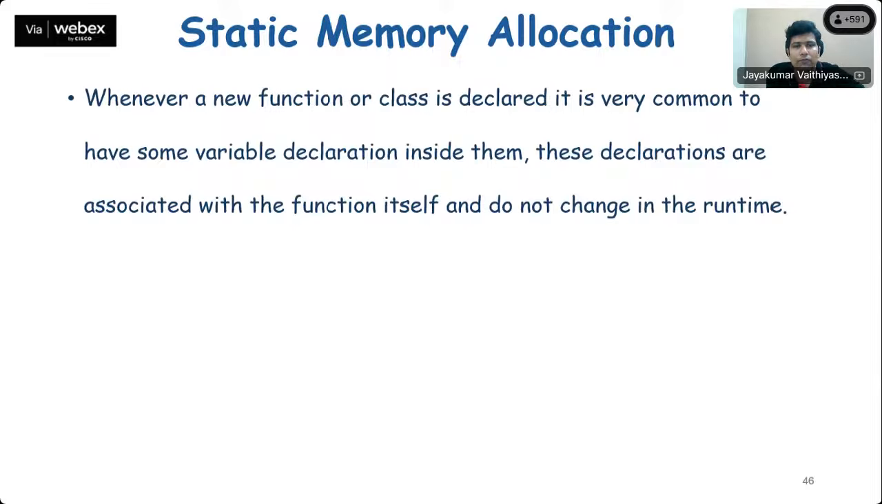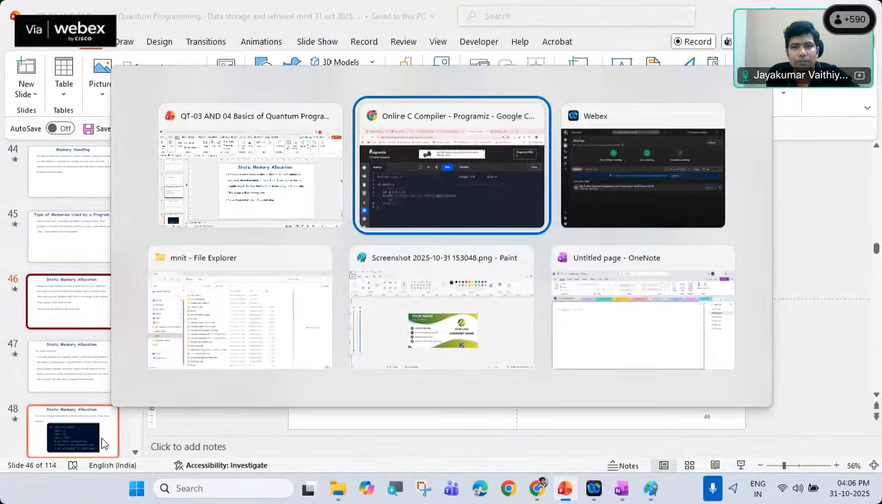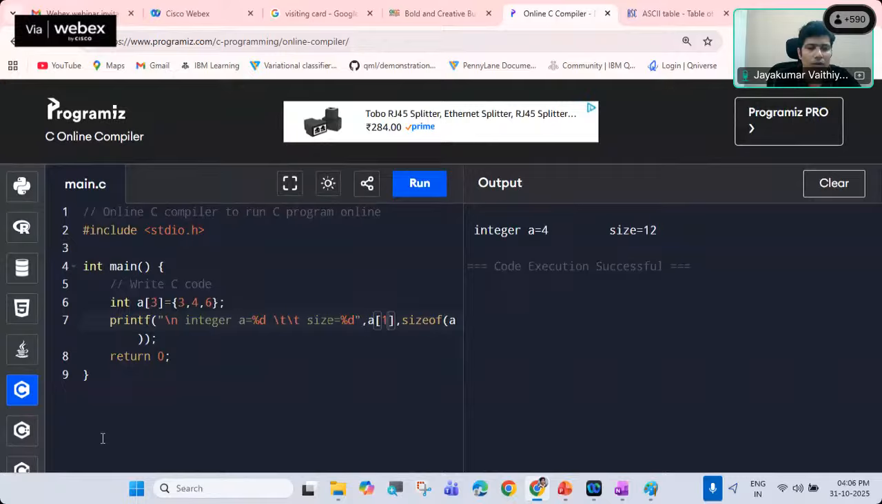So take an example of this C code. We assign data values. So A of 3 equal to 3, 4, 6, which is static. Okay. So before executing our code, we are able to determine this is the value we are able to store in A of 3.